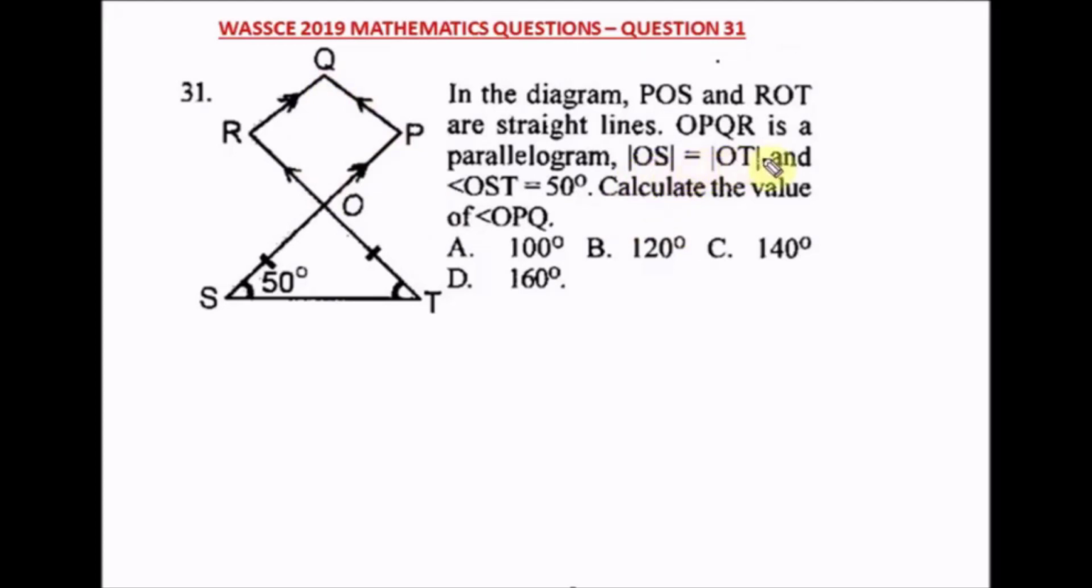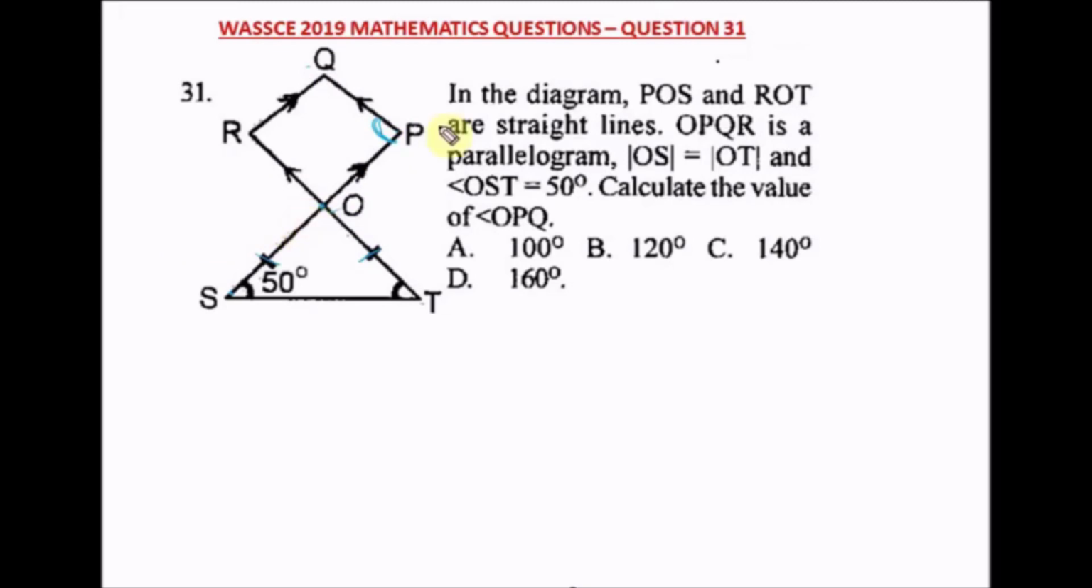OS is equal to OT. This is OS, OT. These sides are equal. That means that this triangle is an isosceles triangle, and angle OST, that's this angle, is equal to 50 degrees. Calculate the value of angle OPQ. So we have to calculate this angle here.